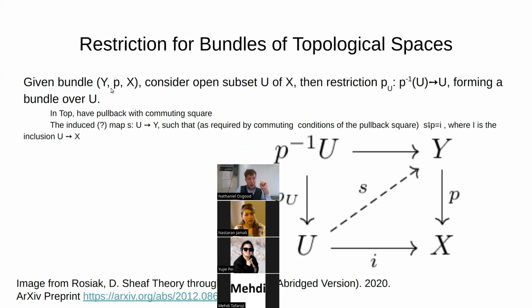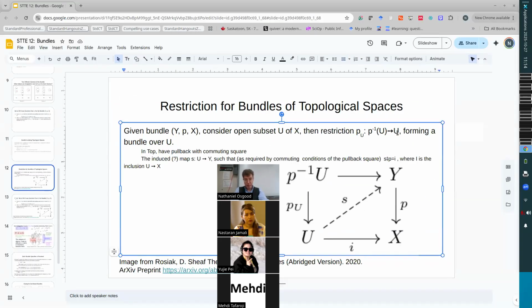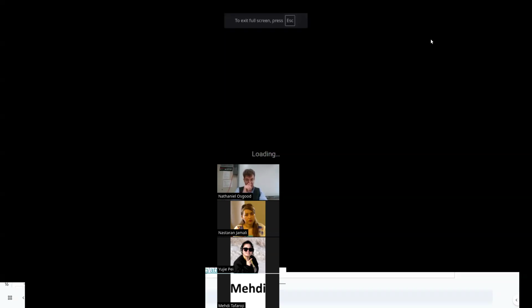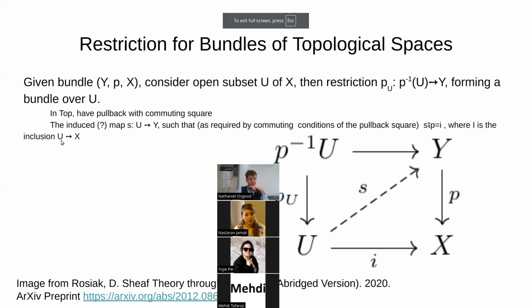So, given a bundle here for topological spaces, let's consider an open. So remember, these are topological spaces. They have sets of opens, right? We're going to consider an open subset of X, the base. And we're going to consider a restriction going up from that, just like we did before. Remember with 2 and 1 and 2? Okay, so this should not say P of U to U. It should say P of U, P to minus 1 to Y, forming a bundle over U. Okay.